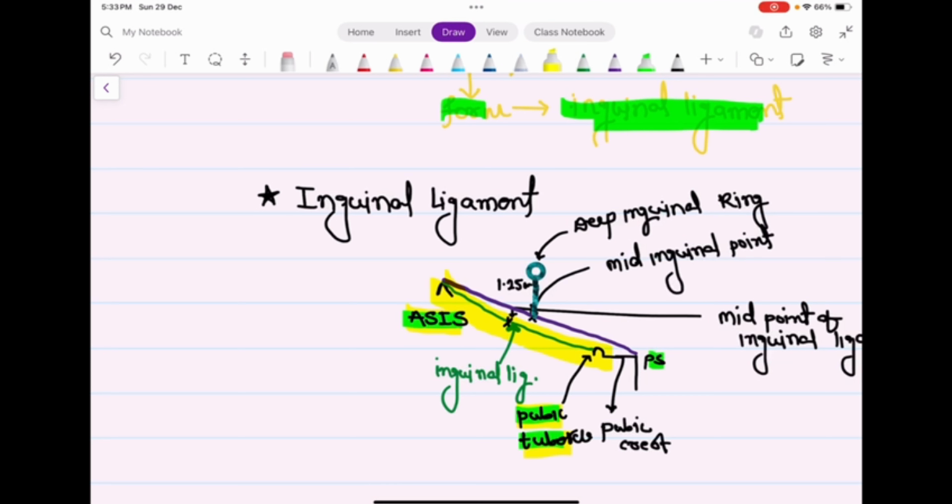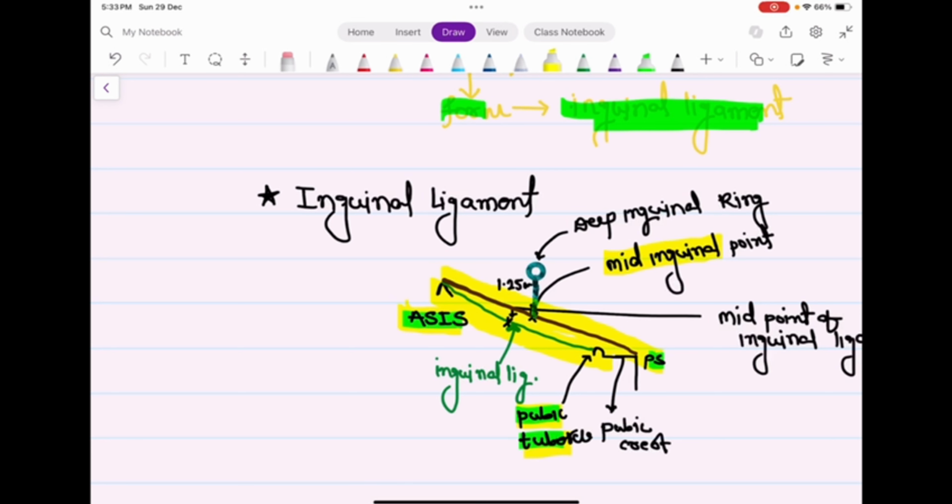Okay. Now, another question. What is the mid-inguinal point and what is the midpoint of the inguinal ligament? The mid-inguinal point is the point midway on a line drawn from the anterior superior iliac spine to the pubic symphysis.